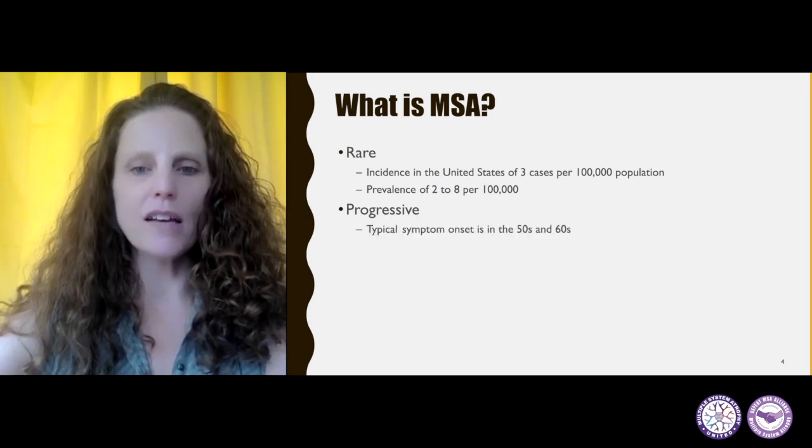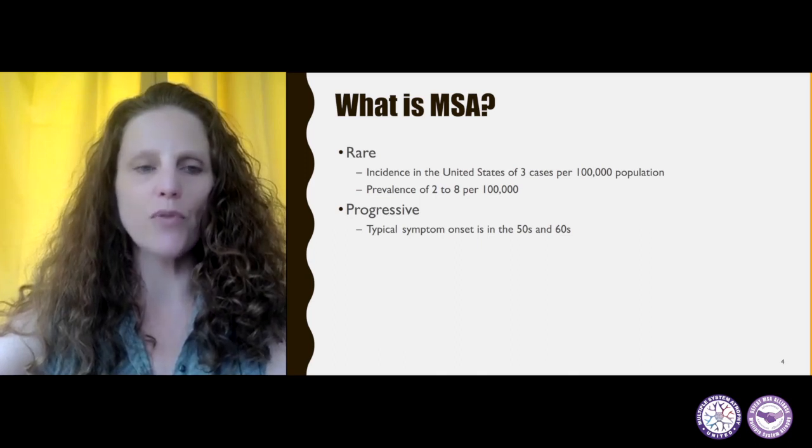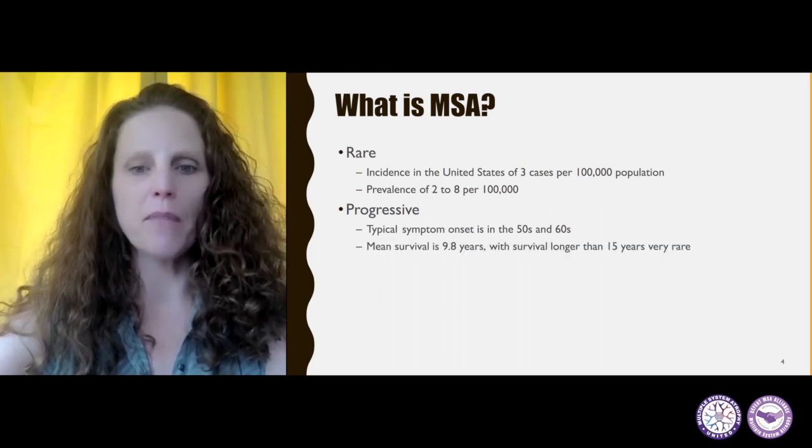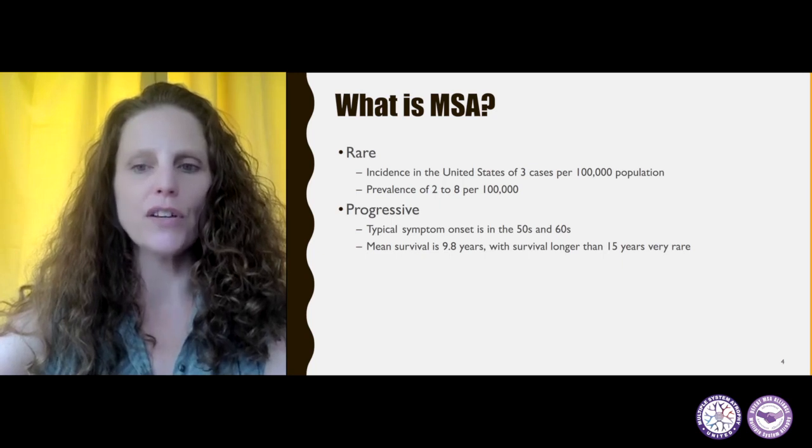Typical onset is in the 50s and 60s. There have not been any cases confirmed before age 30, and onset after age 75 is considered late onset. Mean survival is around 9.8 years, with survival longer than 15 years very rare.